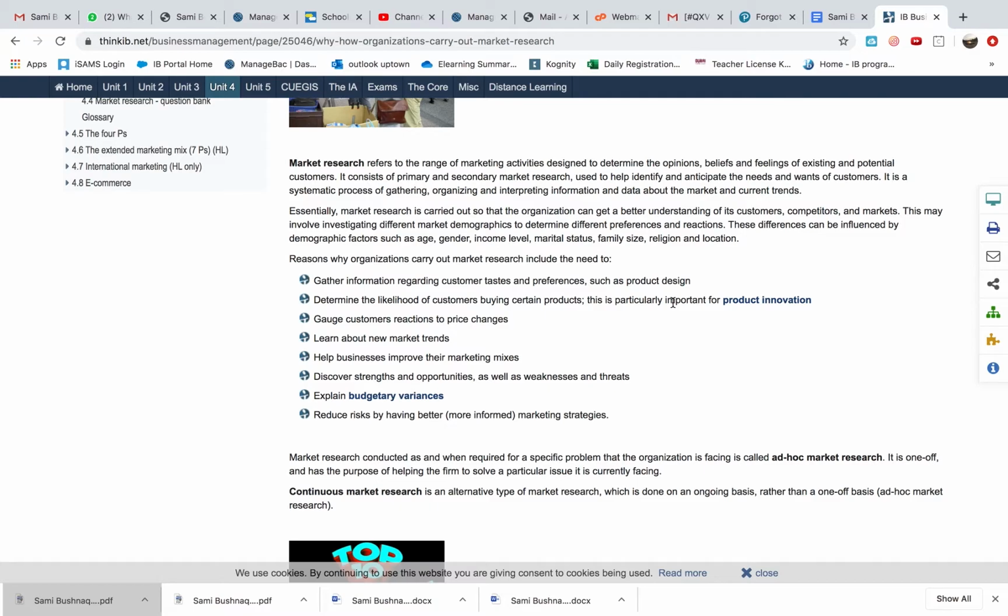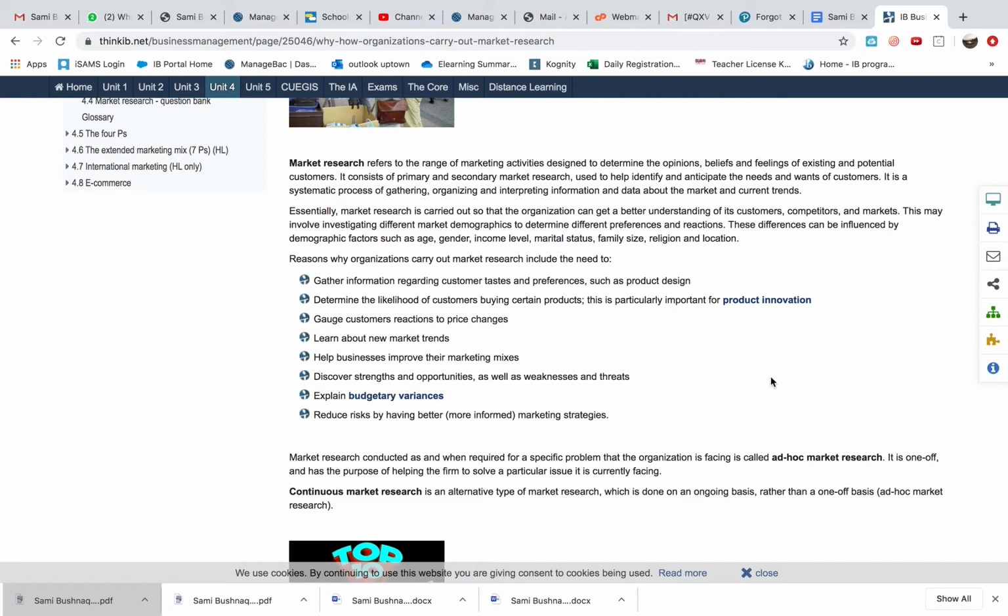So it can involve a lot of different investigative measures. You're going to look at different demographics. You're going to try and identify the preferences and reactions. These differences can be influenced by demographic factors like age, gender, income, marital status, family size, religion, and location. All of those can influence preferences. So there's a lot of reasons why we gather market research.